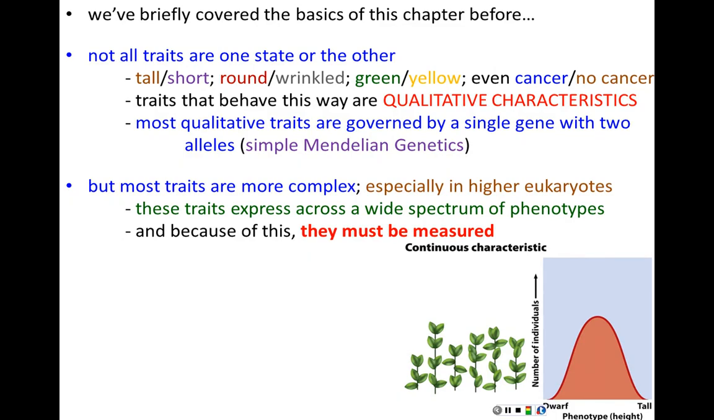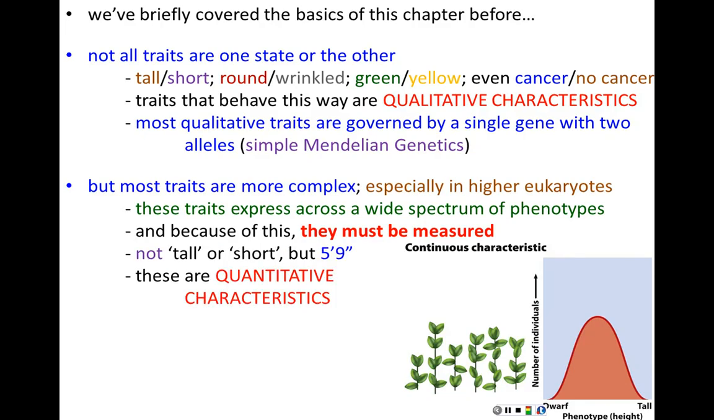We have to say that the plant is 11.5 inches tall. We can't say the plant is short. We have to say that the plant is 3.75 inches in height, making it short. So these types of traits require measurements. We refer to these then as quantitative characteristics because we have to attach numbers to them. They need to be measured.